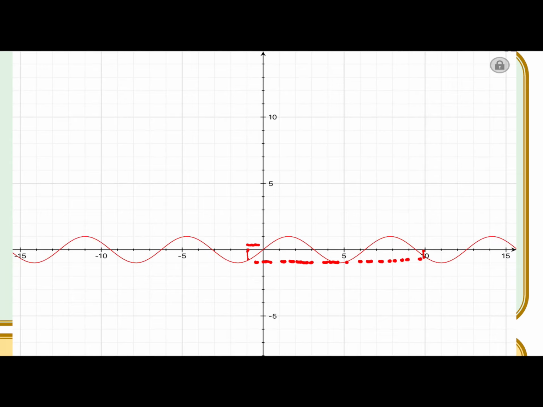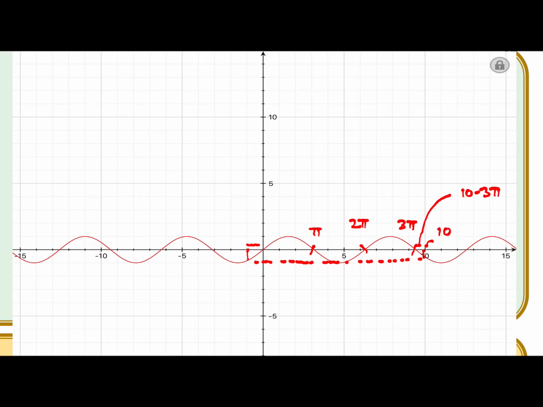So clearly, what is this point? This is nothing but 3 pi. This is pi. This is 2 pi. And this is 3 pi. So this is 10. This is nothing but 10. So this width is nothing but 10 minus 3 pi.